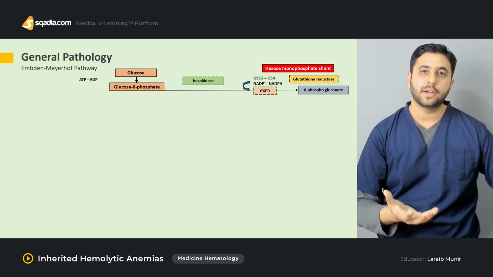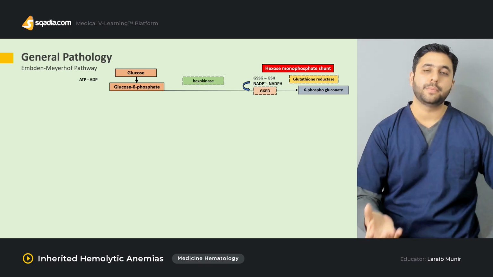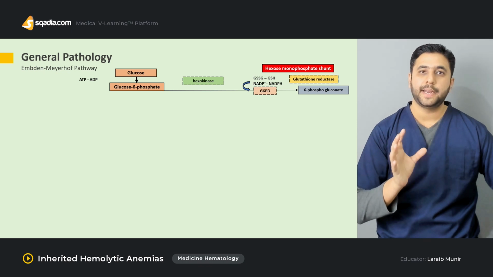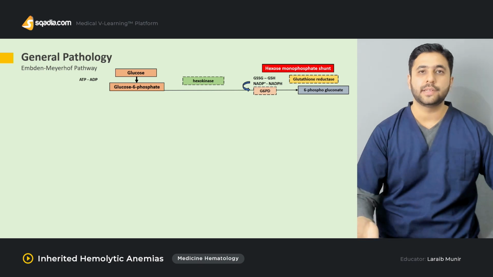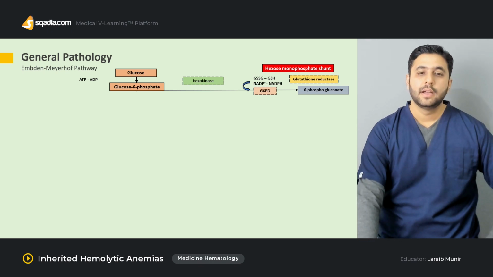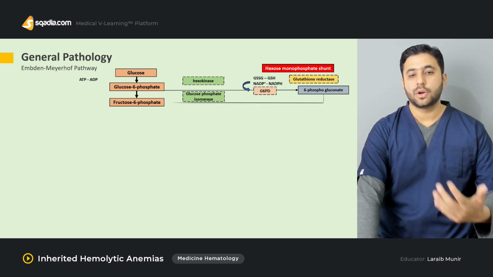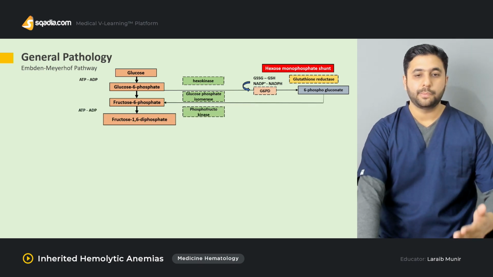Because if the hydrogen peroxide accumulates, it leads to membrane damage, and that membrane-damaged RBC will be prone to hemolysis by the spleen and/or inside the blood vessels. The other steps in this process are not relevant to you, and I'm just going to play them very slowly.